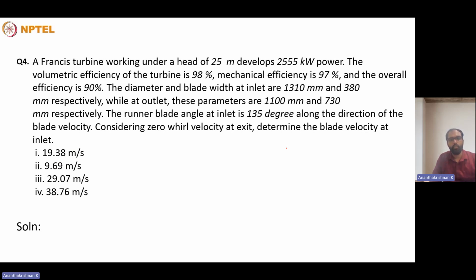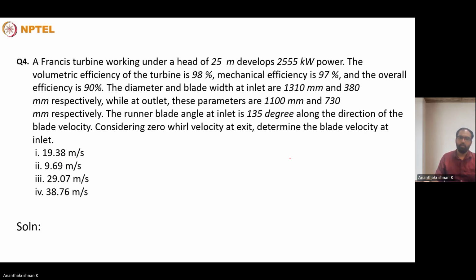We could assume zero whirl at the exit. Tangential component we can ignore so that it will become easy to calculate the power. Determine the blade velocity, that is the relative velocity at the inlet. That is the problem. So we need to draw the velocity triangle to determine the blade velocity at the inlet.